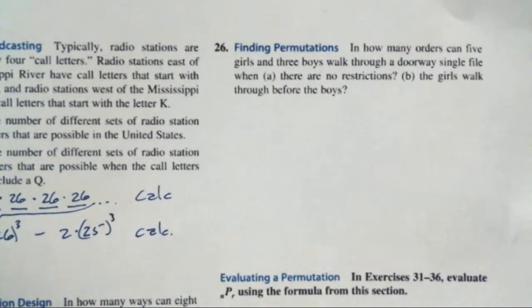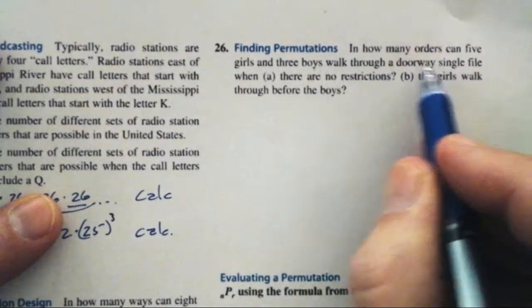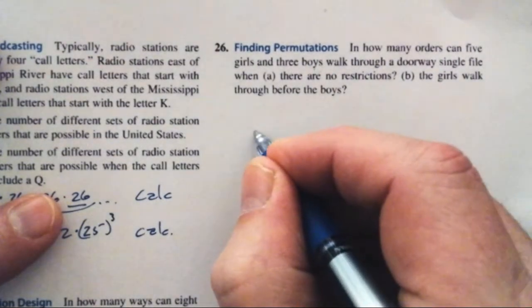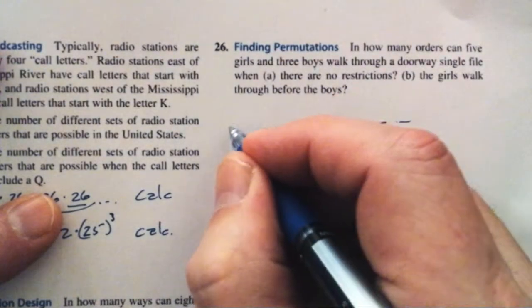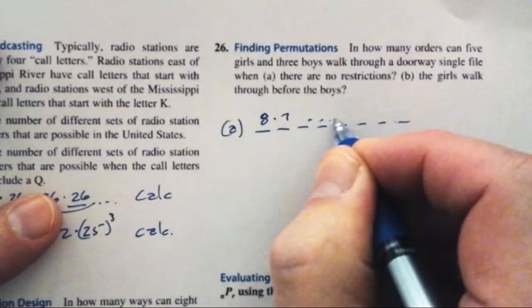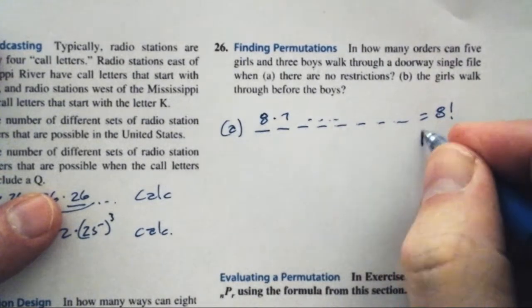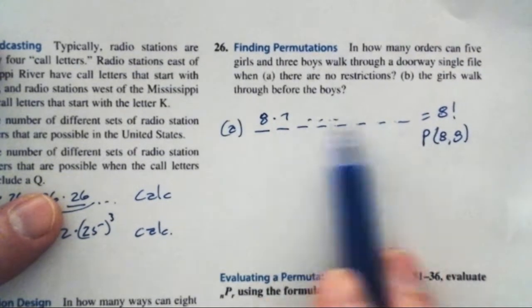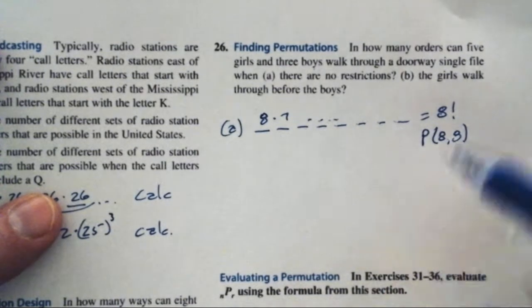26. In how many orders can 5 girls and 3 boys, so we have 8 students, walk through a doorway single file when there are no restrictions? So we've got 8 going through there. 1, 2, 3, 4, 5, 6, 7, 8. For A, how many choices for the first person going out? 8. There's no restrictions. Then 7, and that just becomes 8 factorial. That is actually equivalent to permutation 8, 8. We're going to choose 8 out of 8 and P, permutation, the order matters.